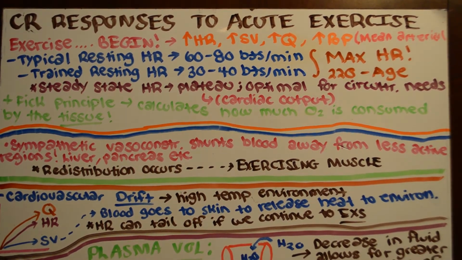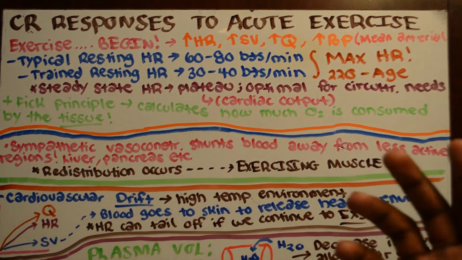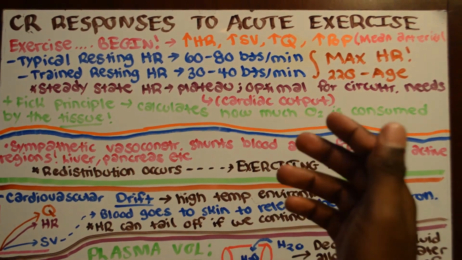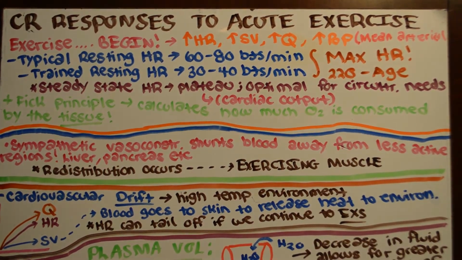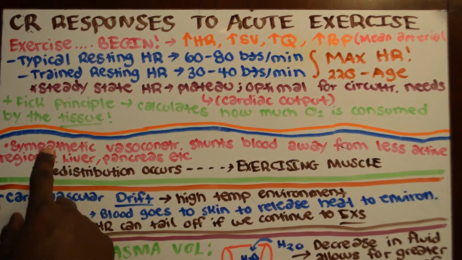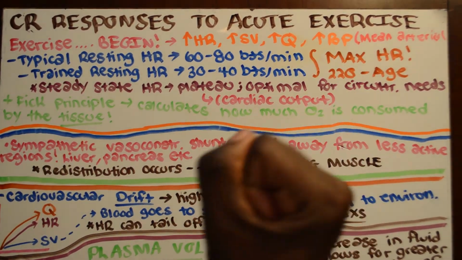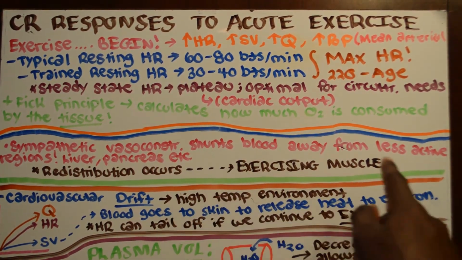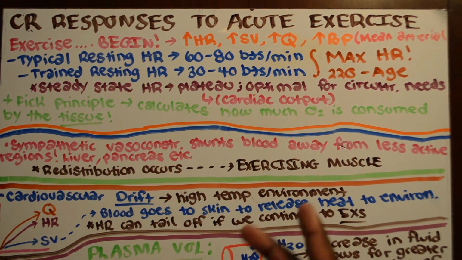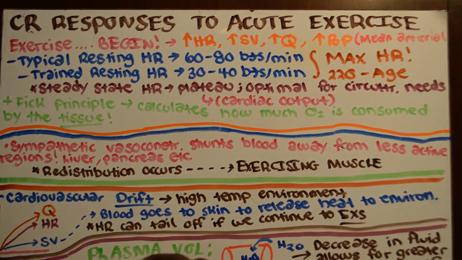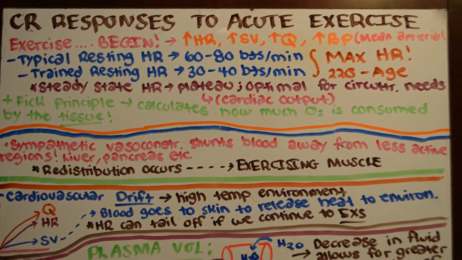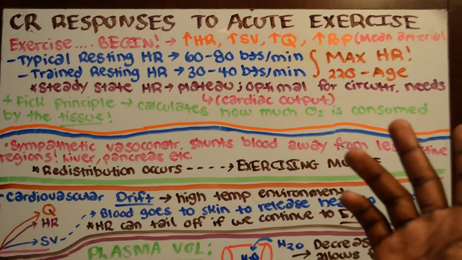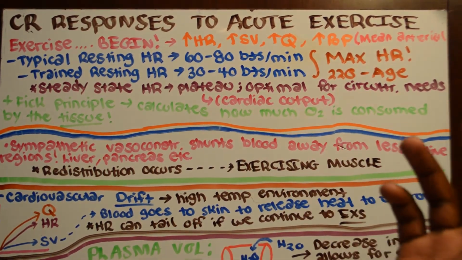So what happens with sympathetic vasoconstriction, sympathetic meaning from the autonomic nervous system, that's the fight or flight type responses that we talked about earlier in the course. We're looking at increases in heart rate and all this stuff up here, right? So that's sympathetic. And then vasoconstriction is just the constriction of the blood vessel. So less blood flow is going to a certain area. And it shunts blood away from the less active regions, such as liver, pancreas, etc. Things that aren't being tapped into as much as your muscles when you're exercising. Now, this redistribution only occurs during exercise or a fight or flight response, as mentioned earlier.